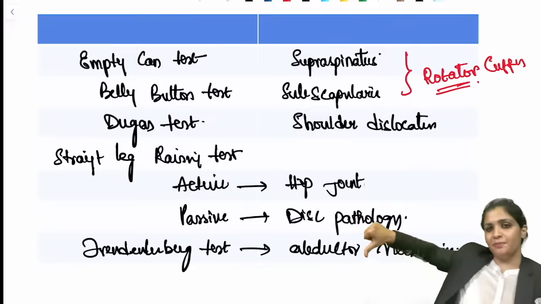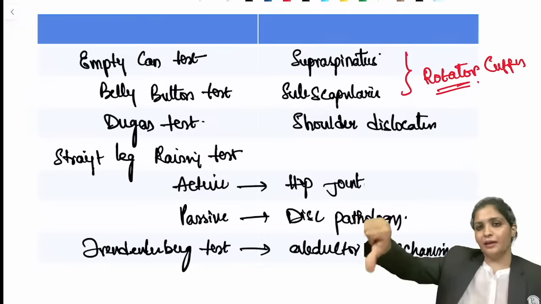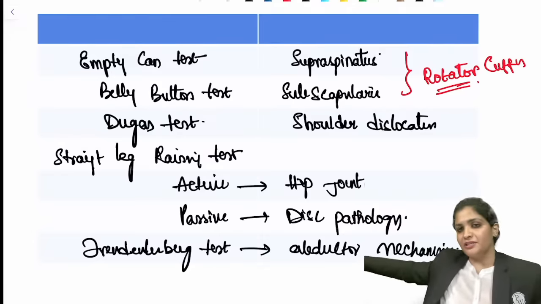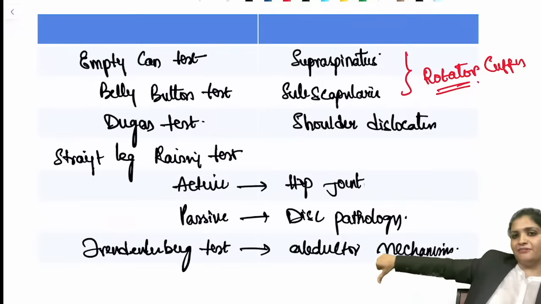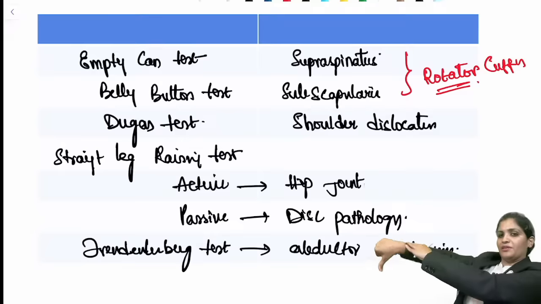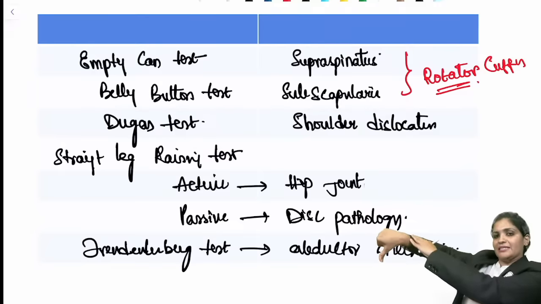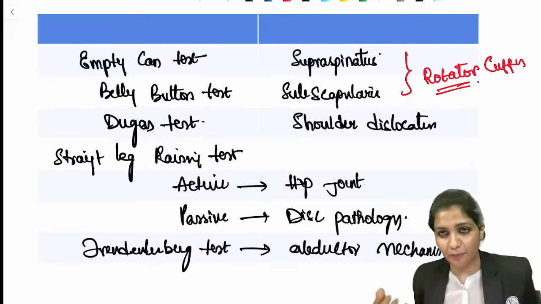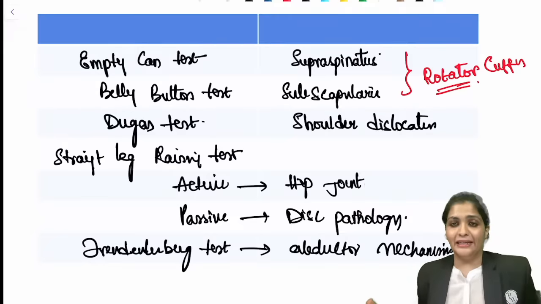In the empty can test, you ask the patient to put the thumb inverted like this, and then ask the patient to lift, that is abduct, against resistance. So the surgeon will offer resistance over the hand and ask them to lift the hand. If the patient is unable to do so, this is the empty can test for testing supraspinatus.